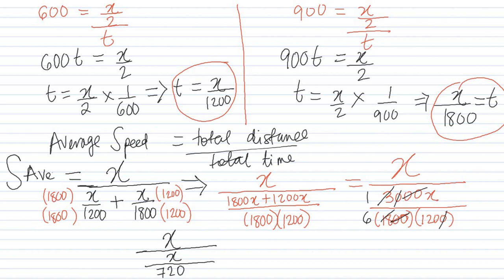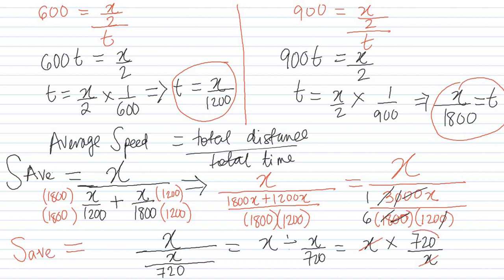And we can go forward by doing this. So we have x divided by x over 720, which is the same thing as x multiplied by 720, divided by x. So we can easily cancel out the x, and what we end up with is 720. So hence our average speed, not save, our average speed is going to be 720, not just 720, our average speed is going to be 720 miles per hour.